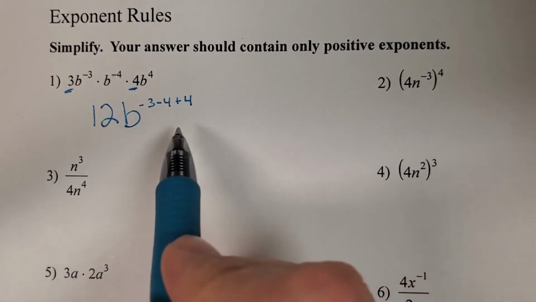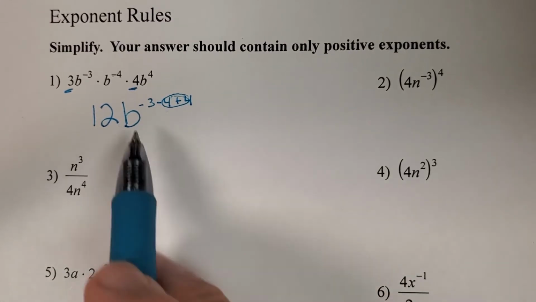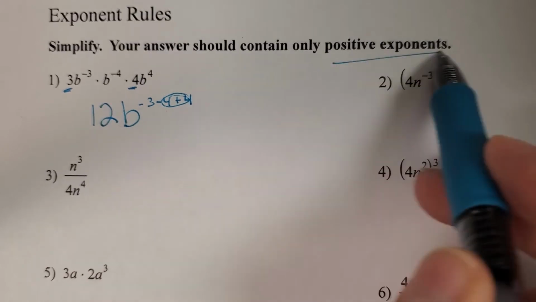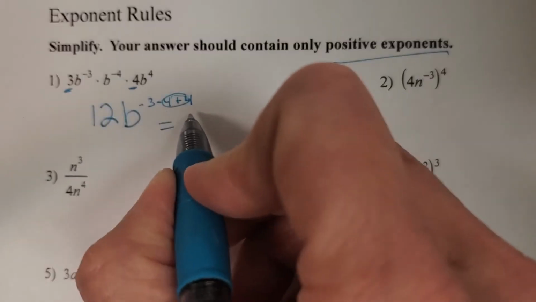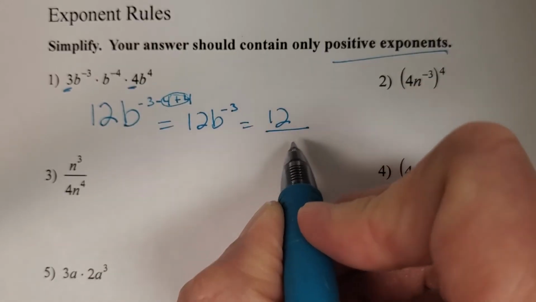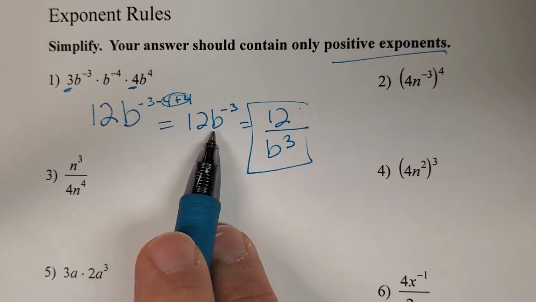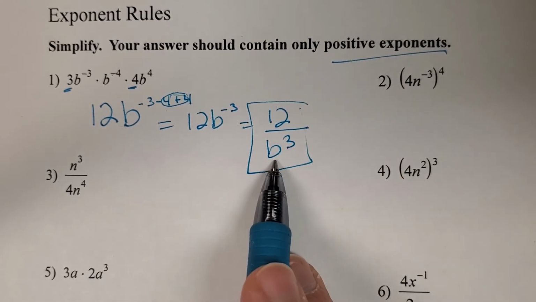Well, what I notice here right away is that 4 and -4 would cancel out. So I'd actually have -3 plus 0. So I only have b to the -3. But my directions say I can only use positive exponents. So 12b to the -3 becomes 12 over b cubed. And that's my answer. This is an appropriate answer, and if it hadn't said use only positive exponents, then I wouldn't have to change it. But since it does say that, I need to change it.